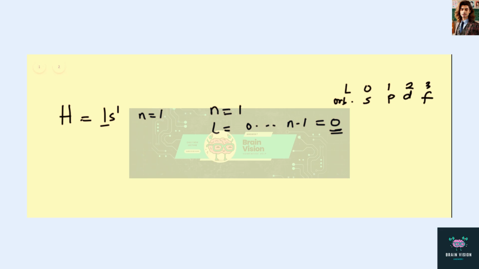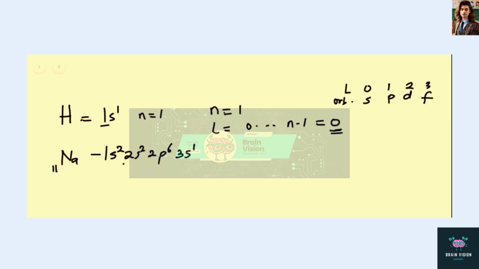For other multi-electron atoms, for example sodium with atomic number 11, the electron configuration is 1s2, 2s2, 2p6, 3s1. And if you add it up, it should give us 11.